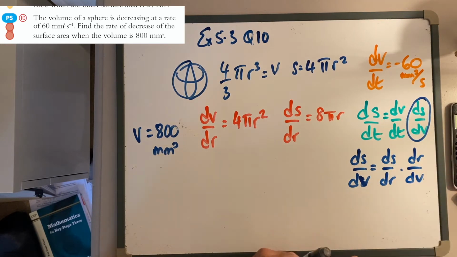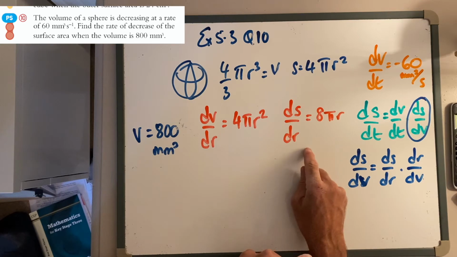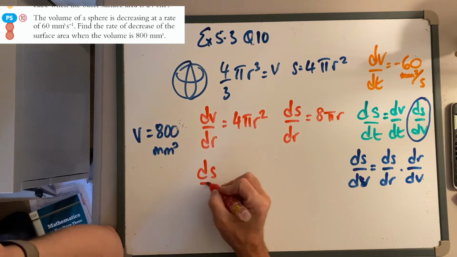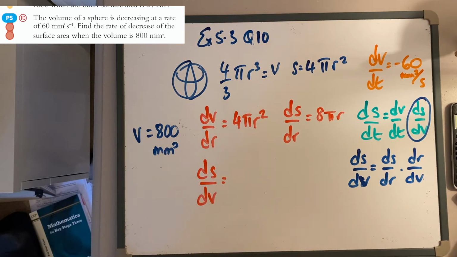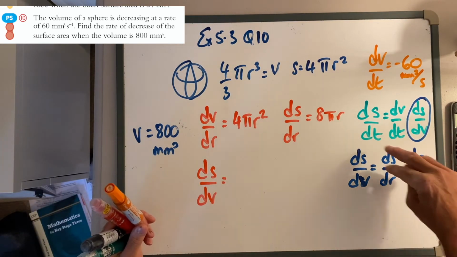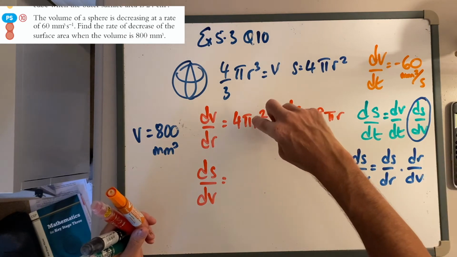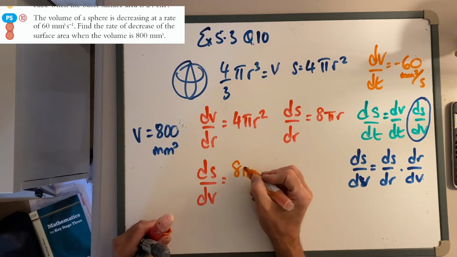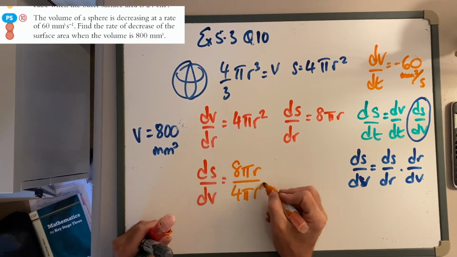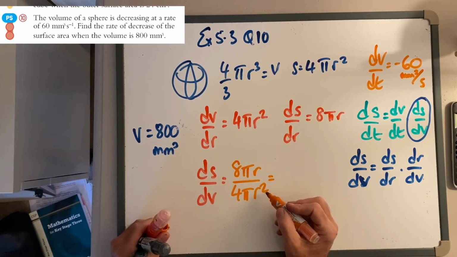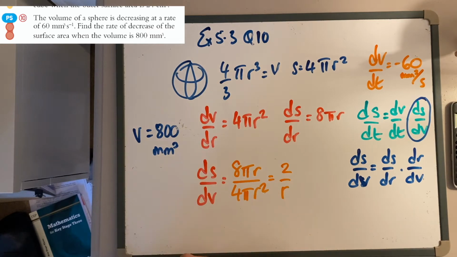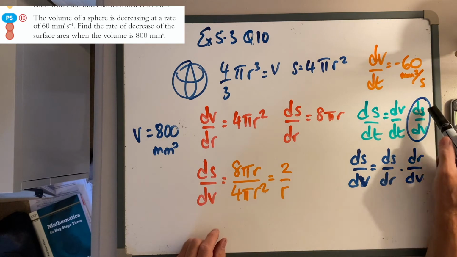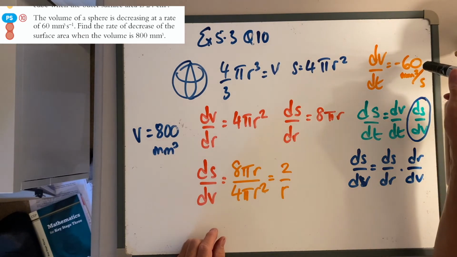So the dS/dr, and I just swap those around. So to get the dr/dV, what I'm going to do is swap, which one's mine? Swap that becomes 1 over, so it literally is 8 pi r all over 4 pi r squared. Everything nicely cancels down, so I'm just left with 2 over r. And that's really, really neat. So that's my dS/dV, times that by my dV/dt.